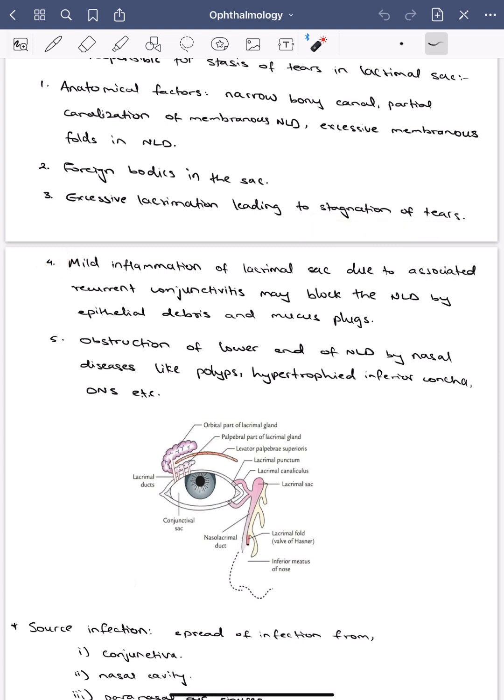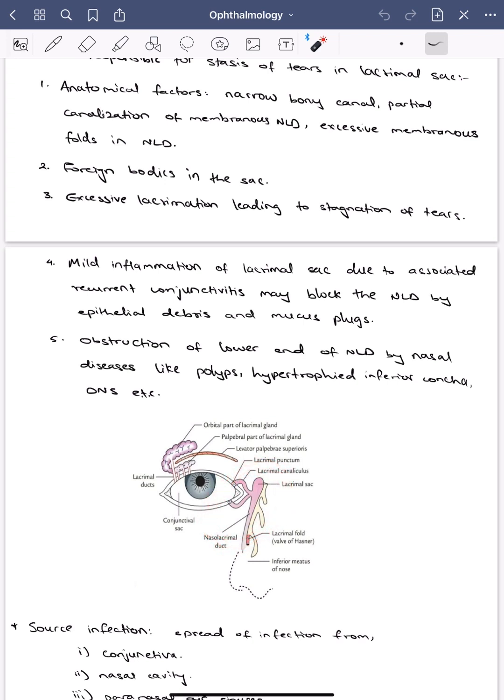Fourth is the mild inflammation of the lacrimal sac due to associated recurrent conjunctivitis, which may block the nasolacrimal duct by epithelial debris or mucus plugs. And finally, obstruction of the lower end of the nasolacrimal duct by nasal diseases like polyps, hypertrophied inferior concha, DNS, etc. So again, remember the factors responsible for stasis of tears within the lacrimal sac.